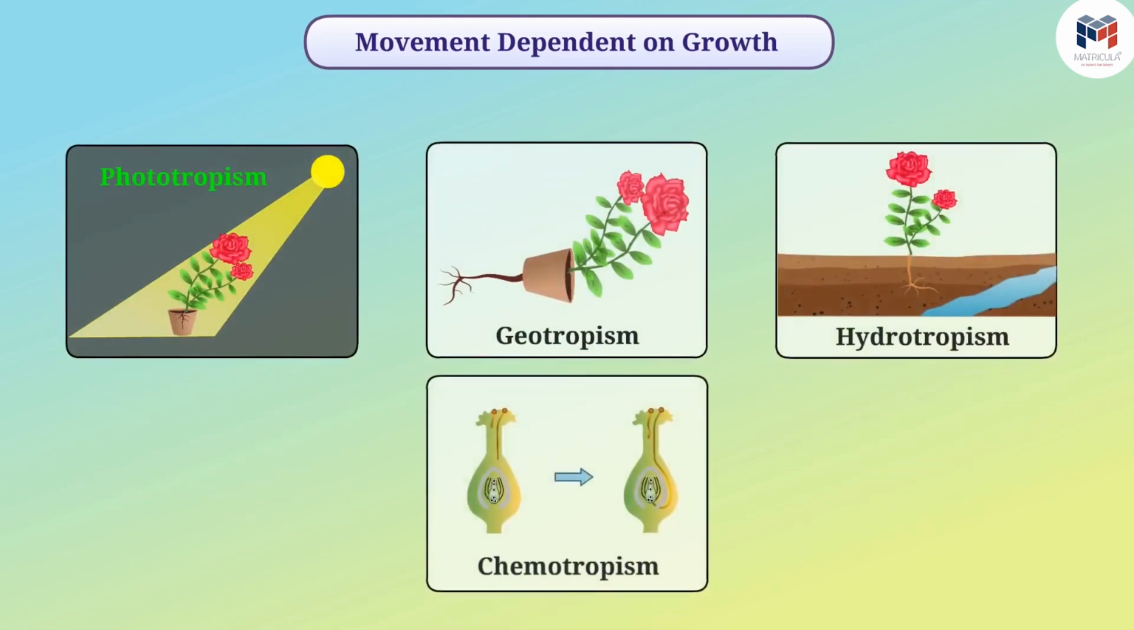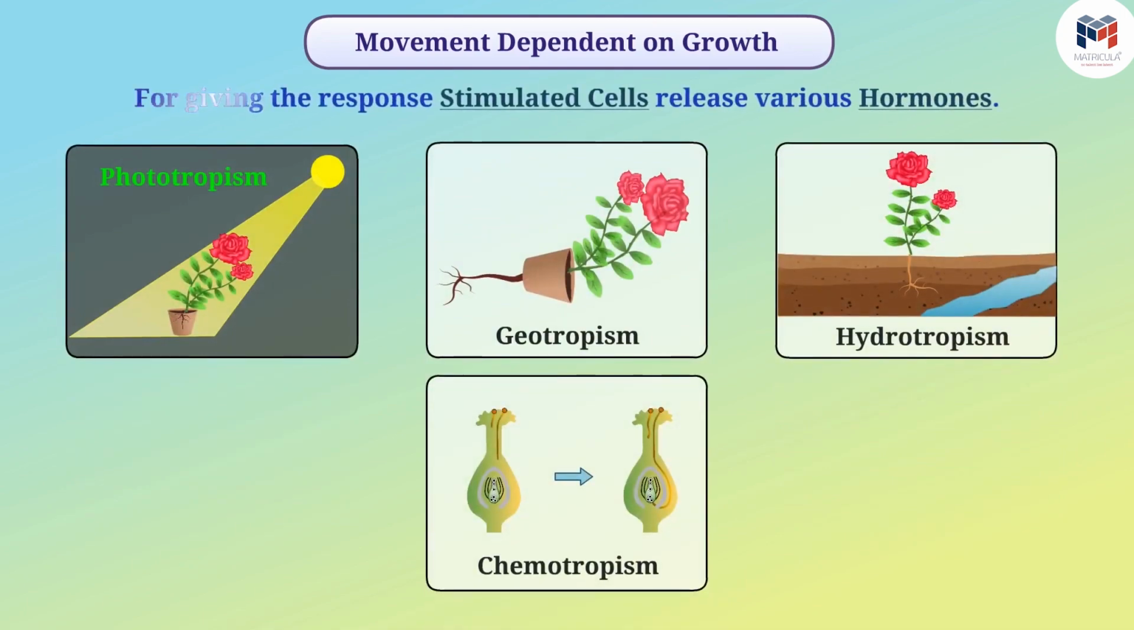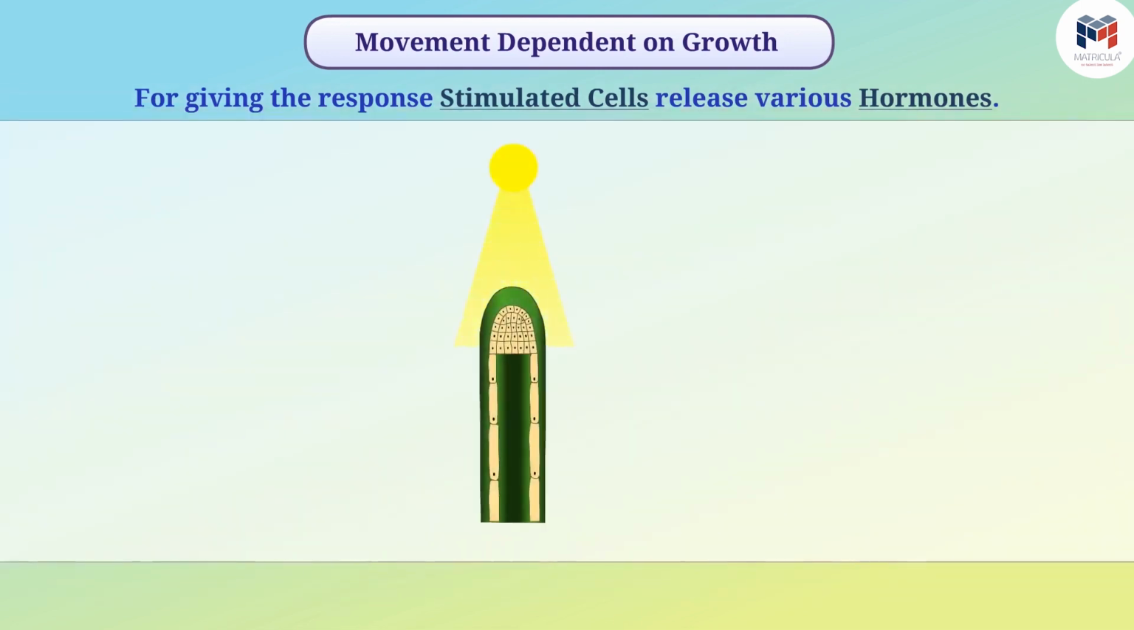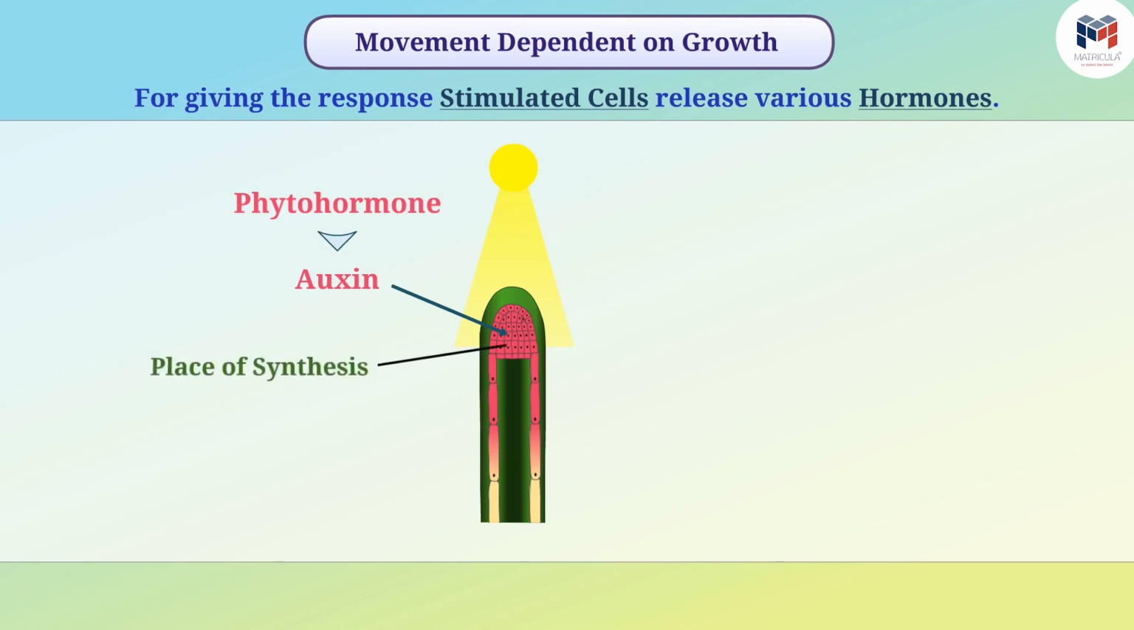Plants respond to various environmental stimuli. For giving the response, stimulated cells release various hormones depending on the stimulus. For example, when the plant detects the stimulus of light, because of that, the shoot produces the hormone auxin. Hormone is a carbon compound that is produced in small concentration. They are used to transfer the information to various parts of the organism. The hormone produced by the plant is called phytohormone. The place of synthesis of the hormone and the action of the hormone is often different. For this, the hormone reaches the functional area through the diffusion process.